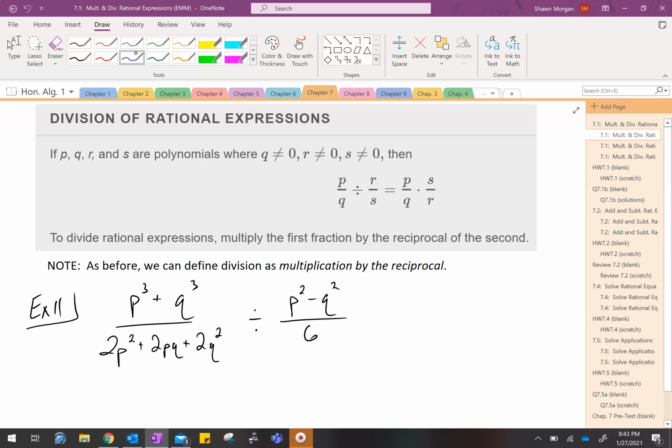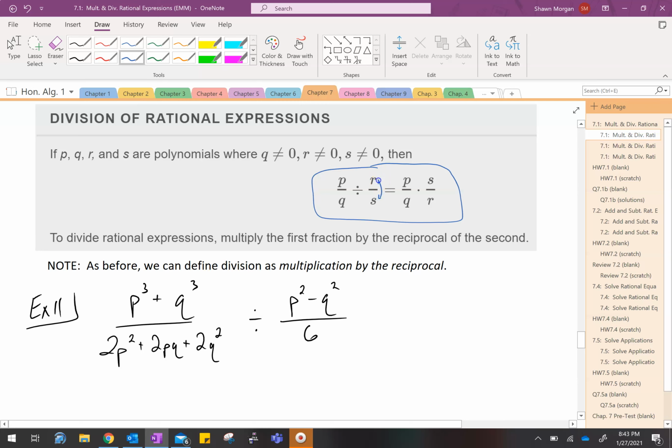But if you'll actually take note of something here in the gray box, this principle is something that we've known for quite a while, that dividing by a fraction is the same thing as multiplying by the reciprocal. So P over Q divided by R over S is the same thing as P over Q times S over R. In other words, we flip that second fraction.